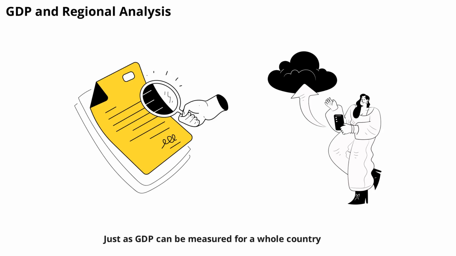Just as GDP can be measured for a whole country, it can also be calculated for regions or cities. Real GDP at the regional level helps identify local economic strengths and weaknesses, guiding regional development strategies. Nominal GDP is less useful for this purpose due to varying inflation rates.